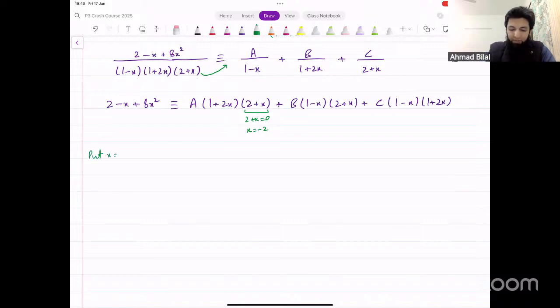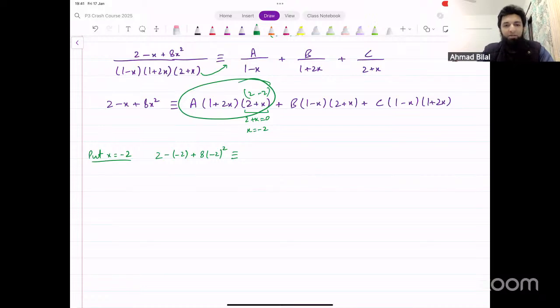You input x equal to negative 2. Okay, put x equal to negative 2 here and on both sides, and that gives you 2 minus minus 2 plus 8 into minus 2 whole squared. On the other side, whichever terms have 2 plus x, they will become 0, right? When you input x equal to minus 2 here, this bracket becomes 0. That means this whole thing becomes 0 when it gets multiplied by 0, right? So the first term, all of it becomes 0. The second term also has 2 plus x. That is also going to become 0.